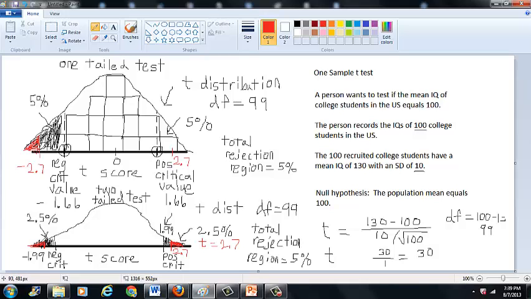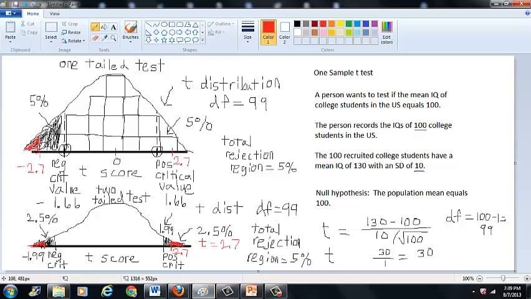The total of this orange area over here and this orange area over here is smaller than the total of this black area and the whole black area right here. And the total of the two black areas is the total rejection region, which is 5%. So the p-value has to be smaller than that, because it's not taking up the whole rejection region.